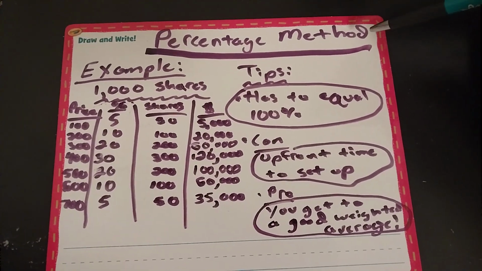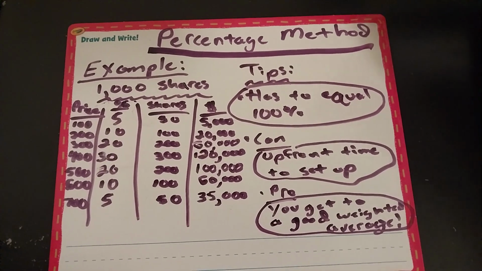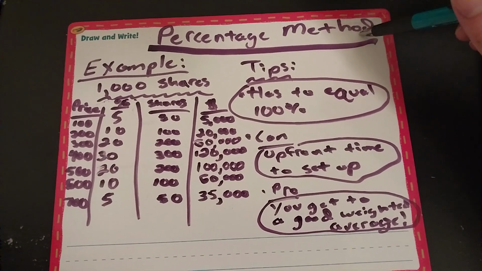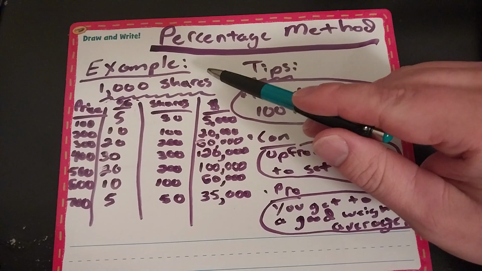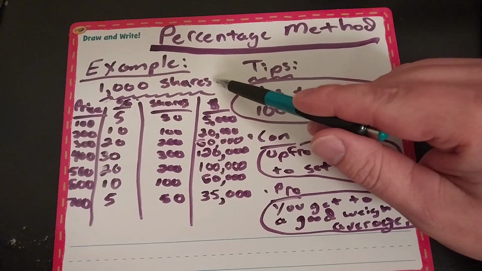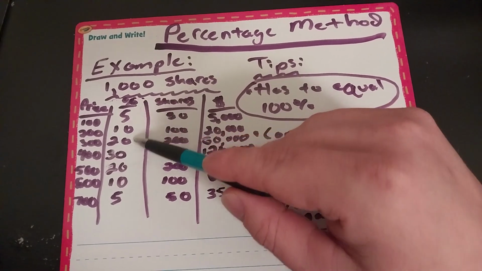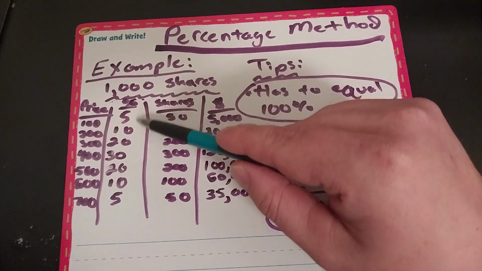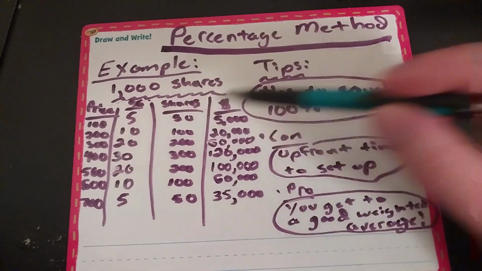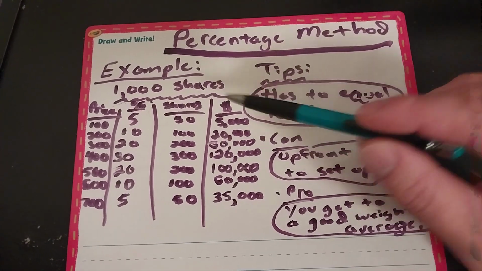This one's a little bit more involved, but I made this very basic. This is the percentage method. Obviously, what you're going to do is take your number of shares, and take whatever percentage you select here. This has to equal 100%. All of this has to equal 100%. Otherwise, this won't work.